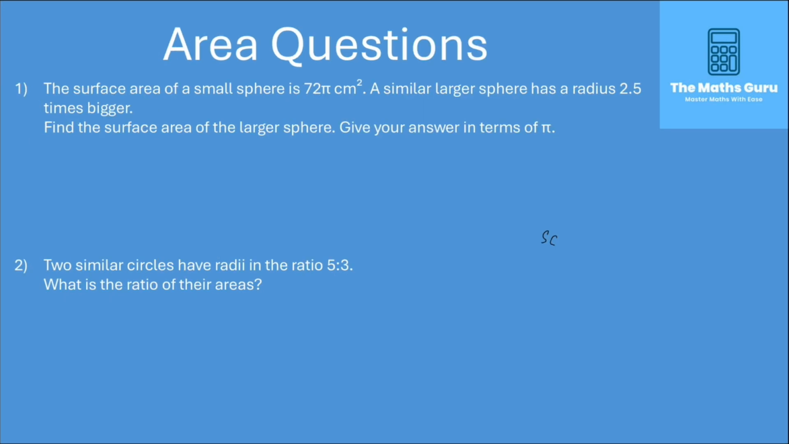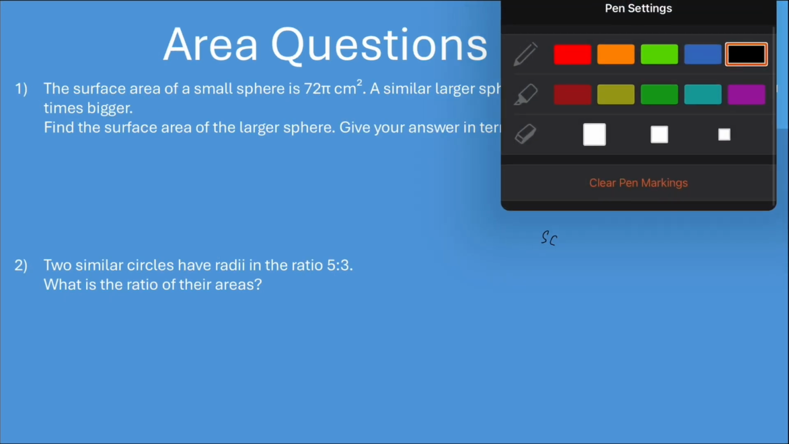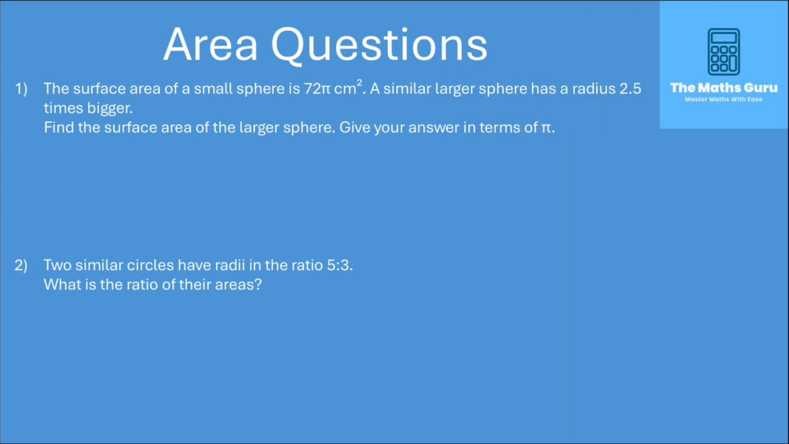Okay, now let's look at some questions. It tells us that the surface area of a small sphere is 72 pi centimeters squared. A similar larger sphere has a radius 2.5 times bigger. So we're looking at a sphere and we are told that the larger sphere has a radius 2.5 times larger. And this is our length scale factor, remember guys. So we need to find the surface area of the larger sphere.